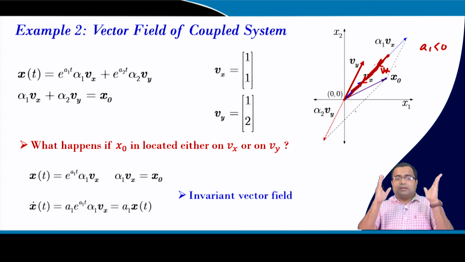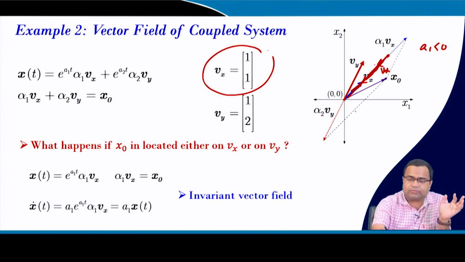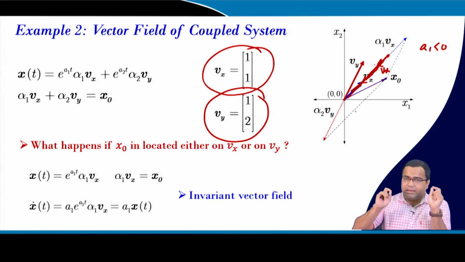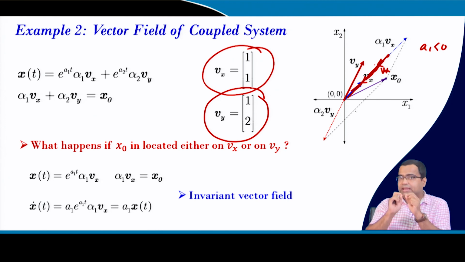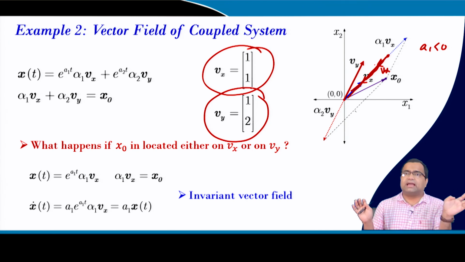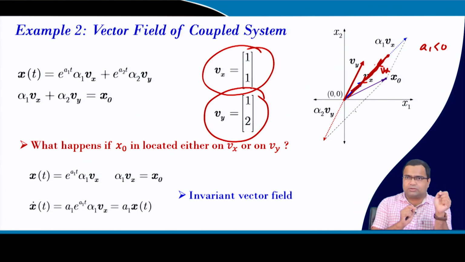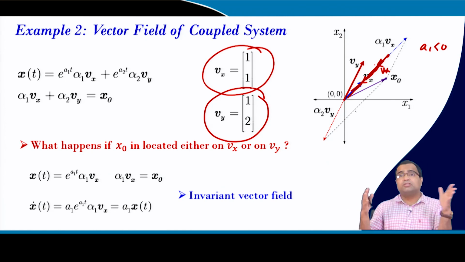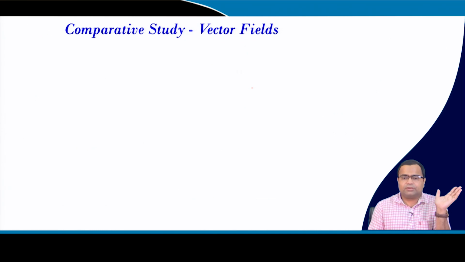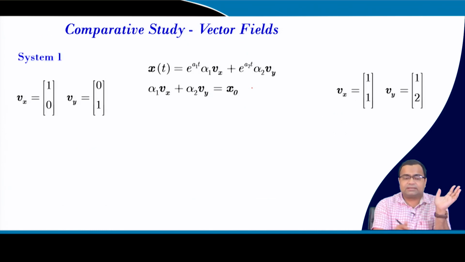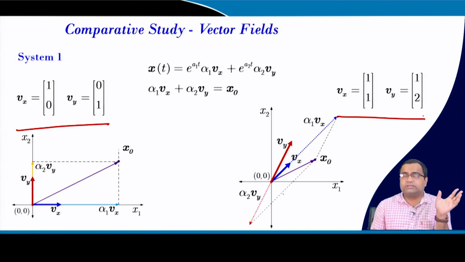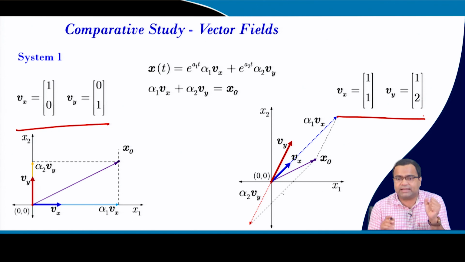So these are the basis vectors, whether they are orthogonal or not, but they must be linearly independent. If you choose any initial condition on any of these basis vectors along that line, then it will remain on the line, whether it comes towards the origin or goes away depending upon the stability property, but it will be on the line, and this is the invariant vector field. So if we compare the first case, where the vectors are orthogonal, with this one where they are not orthogonal, these are the two diagrams that we set.